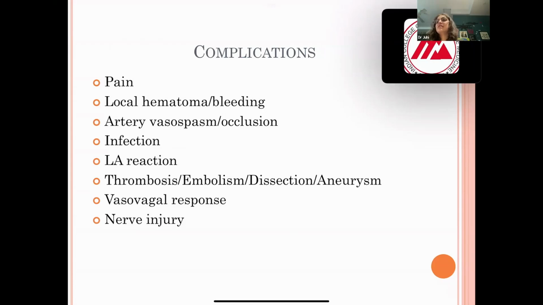Complications: ABG is a painful method, so you need to apply a local anesthetic also. Local hematoma can occur, bleeding can occur, the artery can go into spasm or occlusion. You can cause infection. If you apply a local anesthetic, it can cause a reaction also. Very rare chances of thrombosis and embolism. You can injure the nerve around that area, and sometimes a vasovagal response can occur where the patient gets drowsy, a syncopal attack.